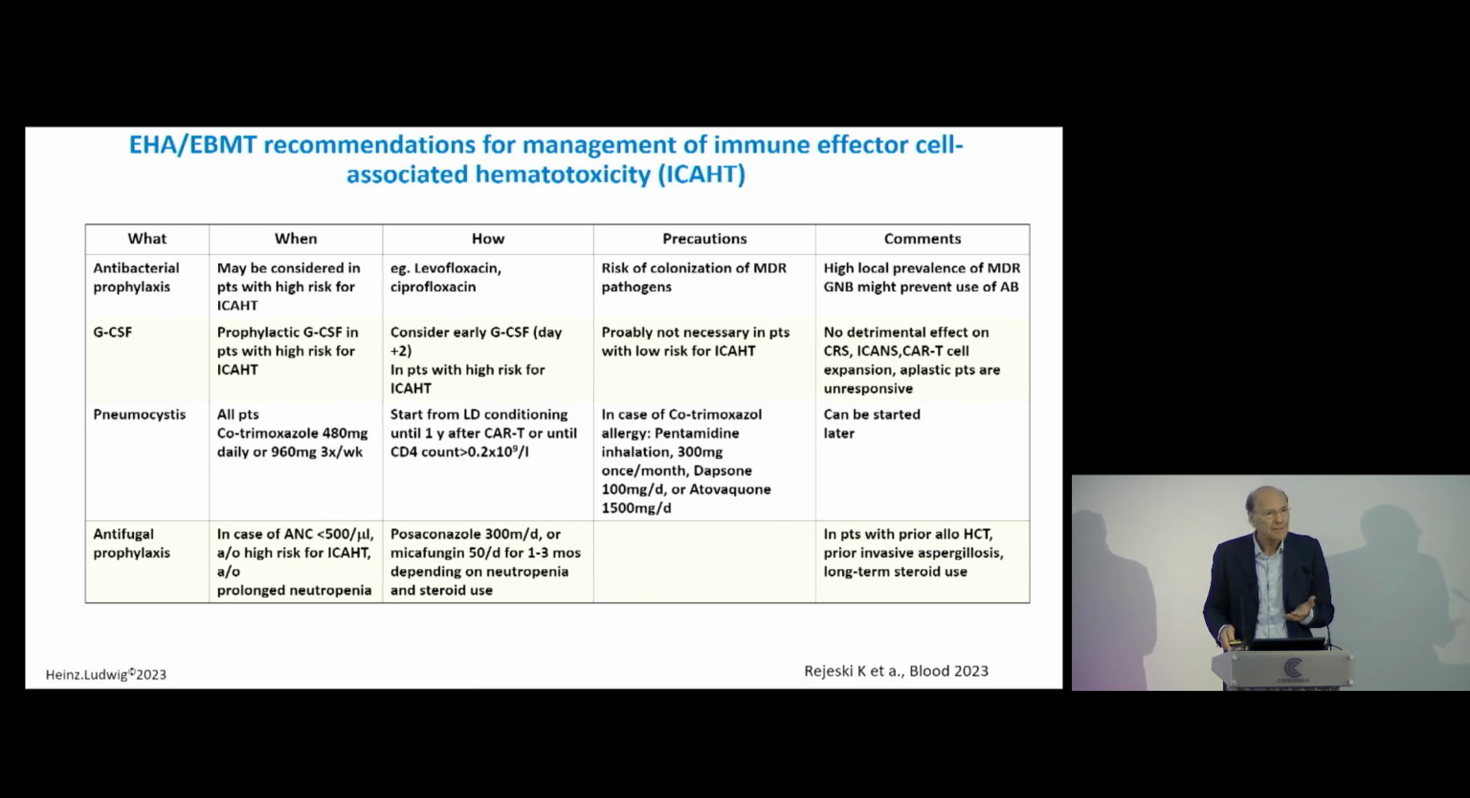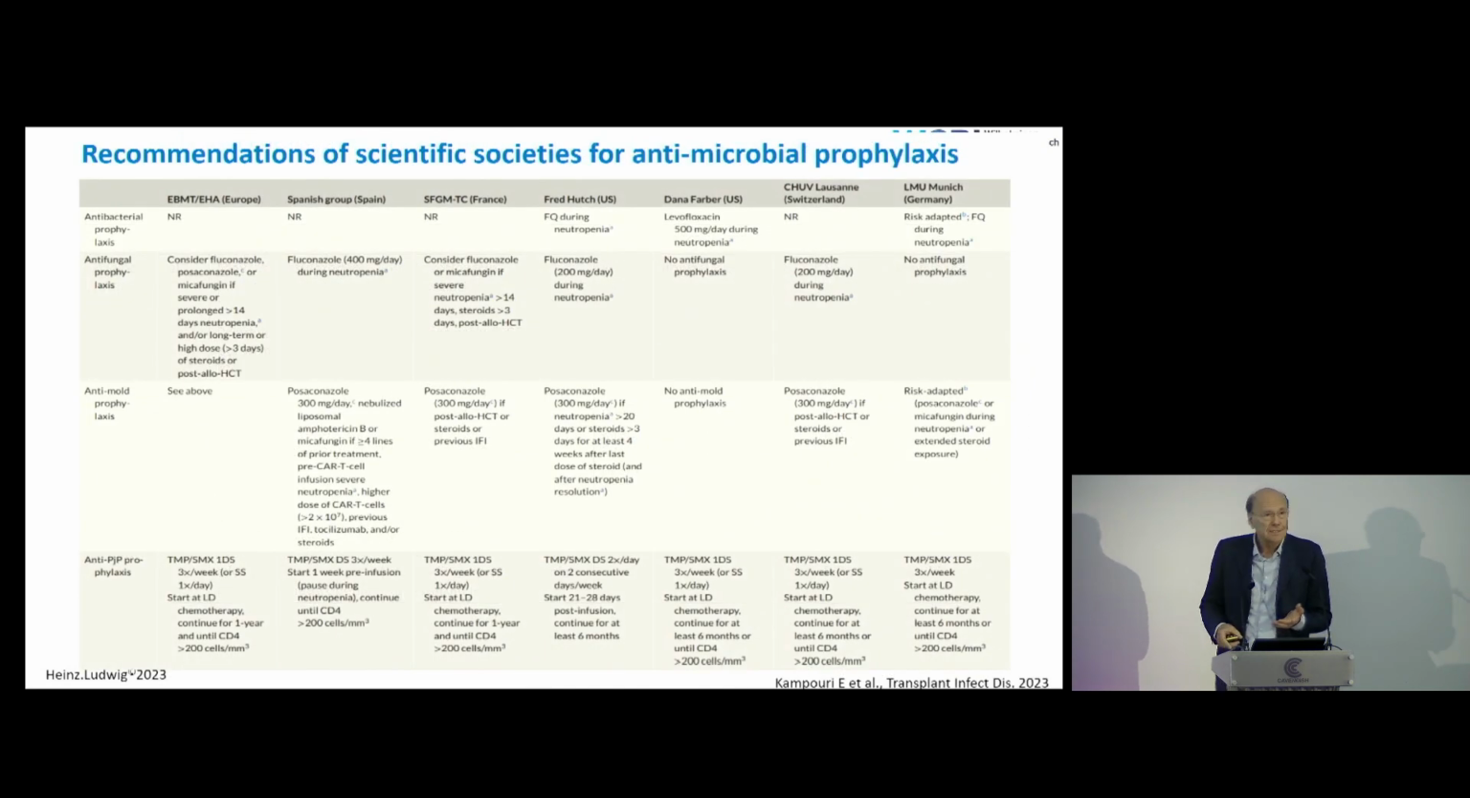Do you expect that? When you look at this data, the answer is clear. When it comes to bacterial prophylaxis, there is a recommendation for active prophylaxis in patients with neutropenia. That comes from Fred Hutch from Seattle. Dana-Farber, Boston, recommend this treatment, and I think the University of Munich.